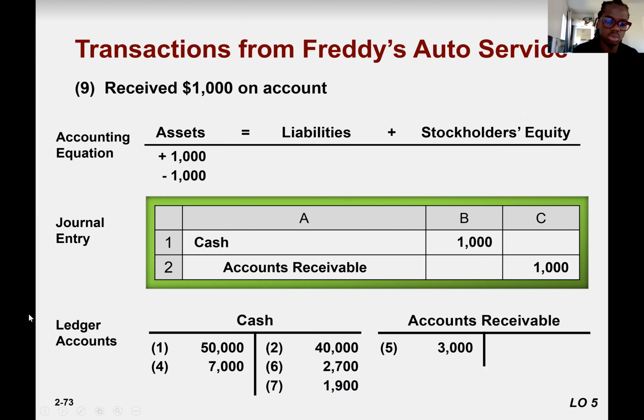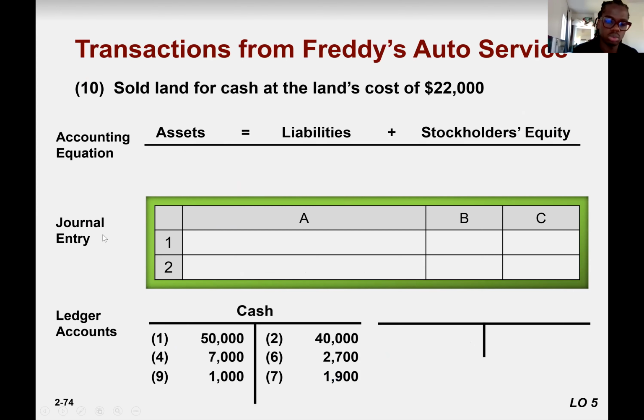So how do you post it here? You see, cash is debited. We already have the cash account. Now cash is debited, so it should be written on the debit side, on the left hand side. Account receivable 1,000: we already have the account receivable T account from our fifth transaction. This is 3,000, and now on the credit side we write down 1,000.